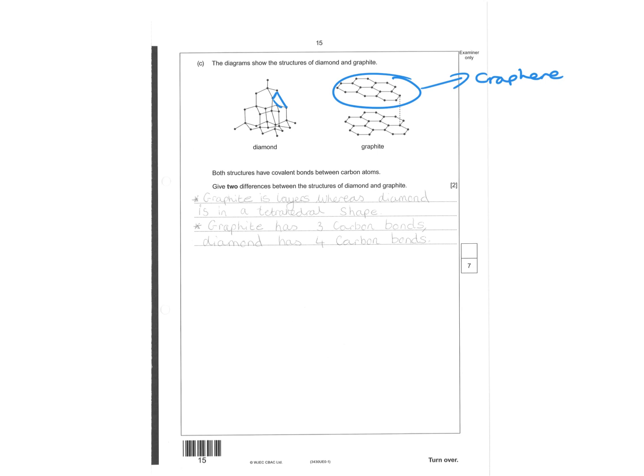Graphite is layers, whereas diamond is a tetrahedral shape. Graphite has 3 carbon bonds and diamond has 4 carbon bonds. So there's kind of the 2 answers they were looking for there to compare them. Remember, graphite is a lubricant, the layers slide over each other. You could have said something about that.